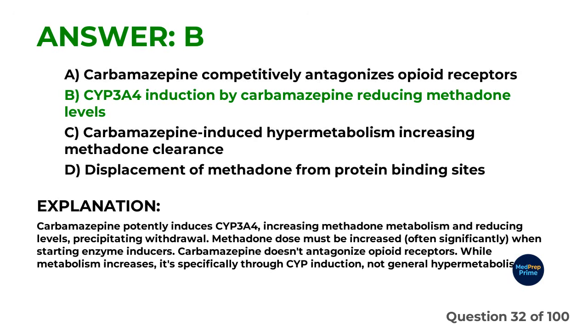Correct answer B. Carbamazepine potently induces CYP3A4, increasing methadone metabolism and reducing levels, precipitating withdrawal. Methadone dose must be increased, often significantly when starting enzyme inducers. Carbamazepine doesn't antagonize opioid receptors. While metabolism increases, it's specifically through CYP induction, not general hypermetabolism. Protein displacement doesn't explain sustained reduction in drug levels and withdrawal symptoms.